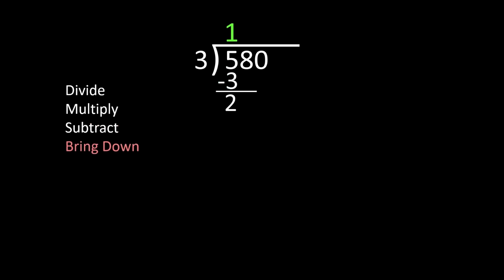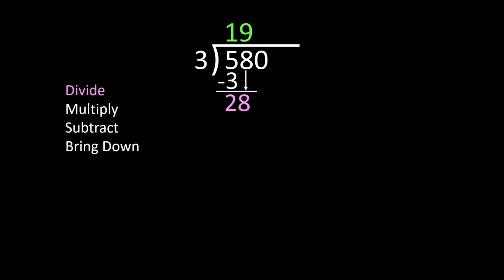My next step is to bring a number down, so I'm going to go to the next number in the dividend, the 8, and I need to bring the 8 straight down. And because I brought a number down, I'm back at the divide step. I'm going to be dividing 28 by 3. 28 divided by 3 is 9. Notice I'm lining the 9 up directly above the 8, as the 8 was the number I just brought down.